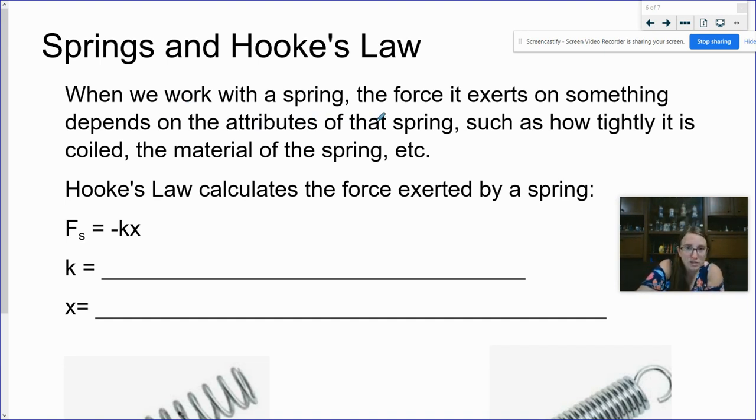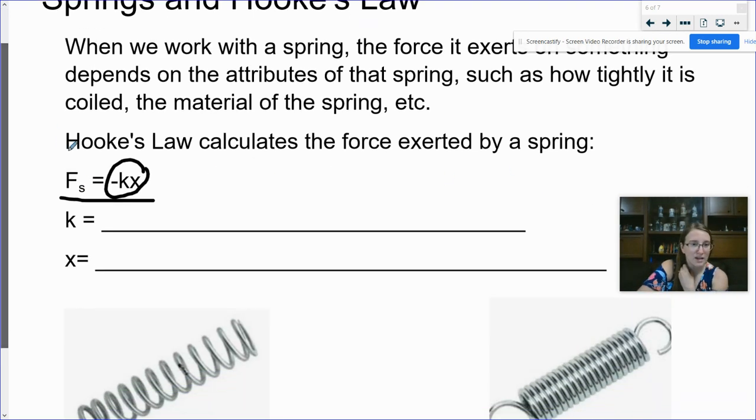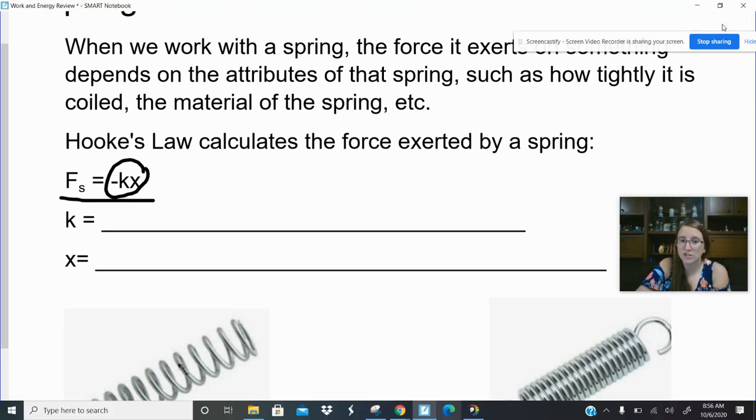depends on the attributes of that spring, such as how tightly it's coiled, how stiff it is, the material of the spring, etc. So this is Hooke's law. This is the force that a spring would exert on an object, which is what, this is not static friction, be careful here. If you see this formula, and it has a little s here, that's spring, yeah. So Hooke was a guy who figured this out about springs. That again, this would be the force they exert on something.